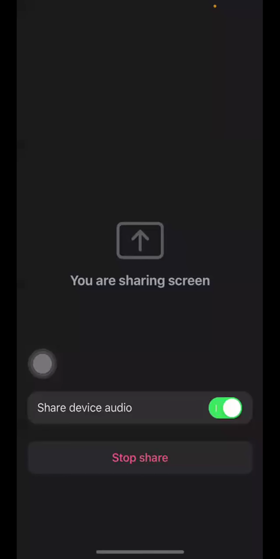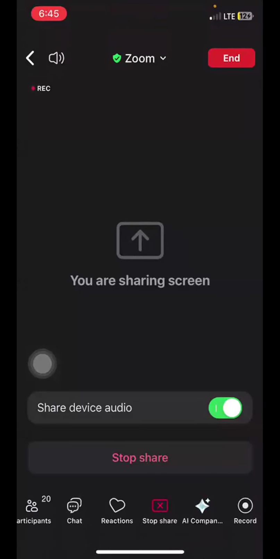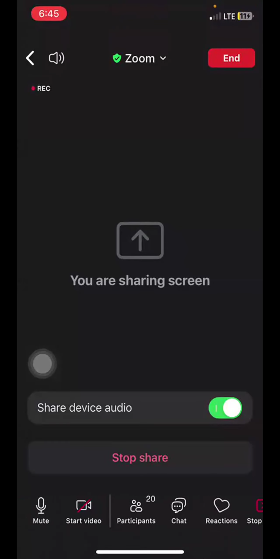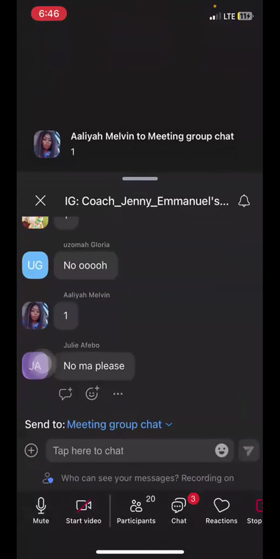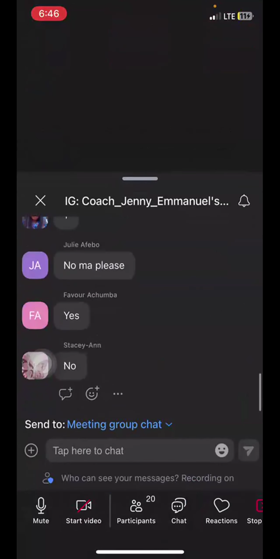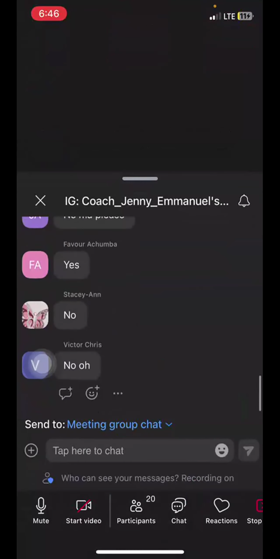If you understand, put a 1 on the chat box. Do you understand how to close partials now? Gloria said no. Is this so hard? No.